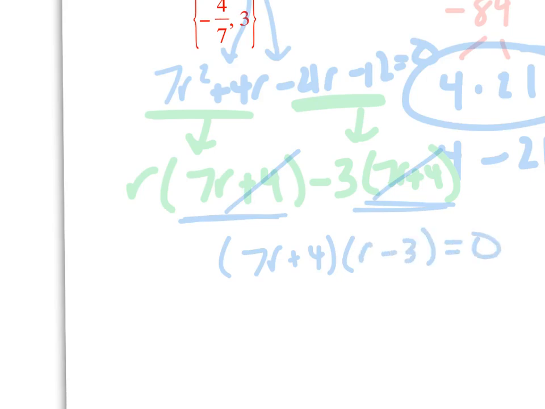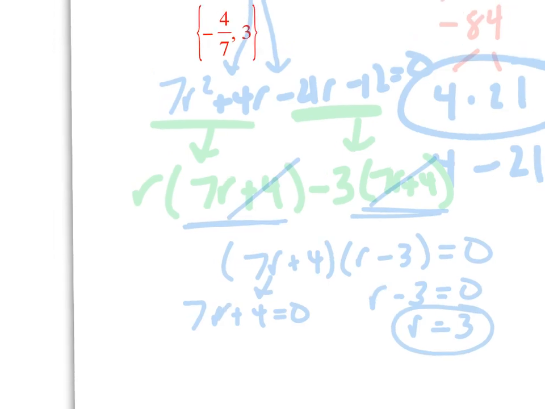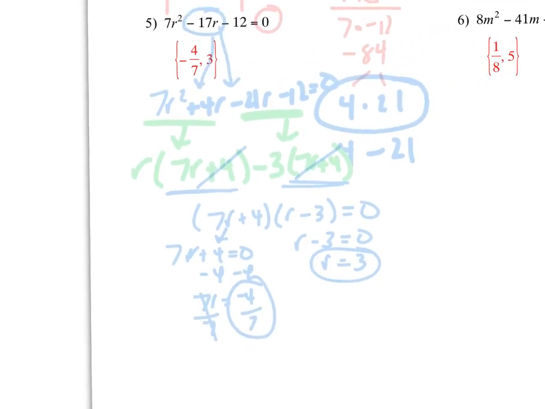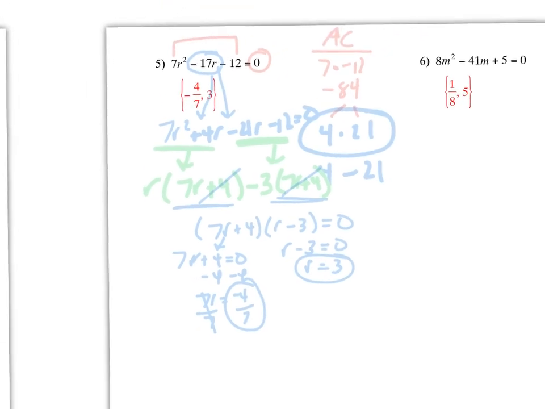Now you end up with two parentheses, and as usual, you set them equal to 0. The first one obviously is going to be 3 because we're going to add it over. Now the second one may be a little more challenging, but it's not super difficult. On that one, we have to subtract the 4, and then we have to divide out the 7. So then I end up with negative 4 over 7. So my two answers, as you can see, match the answers at the top. Negative 4 over 7 and 3.